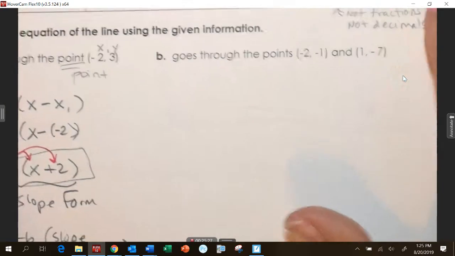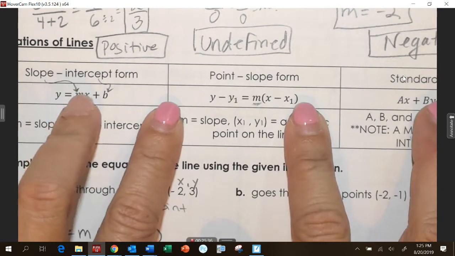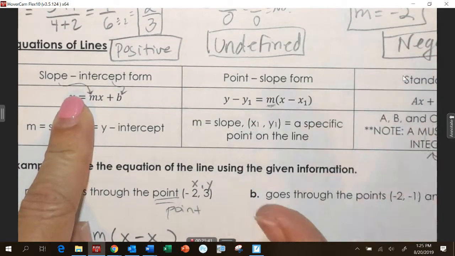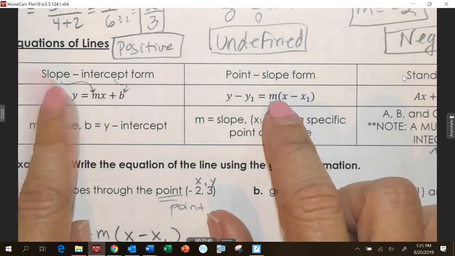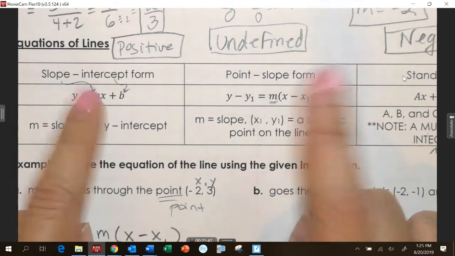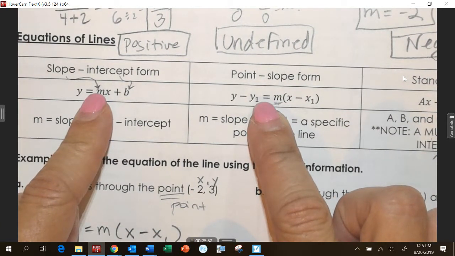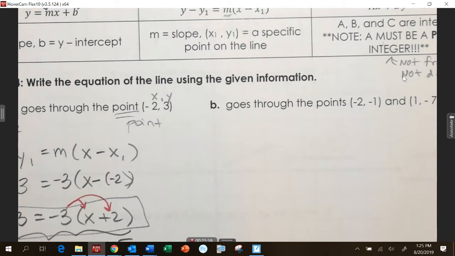Okay, question B. The information is that we know it goes through 2 points. So, point. Is there a point form up here? No. There is not a point form. There's either slope-intercept form or there's point slope form. I haven't even said anything really about standard form. We're not going to use that one. Not today. Slope-intercept form or point slope form. What do I need to do either of these? Rachel? I was just going to say find the slope. Yes. And then use either point slope or slope-intercept.